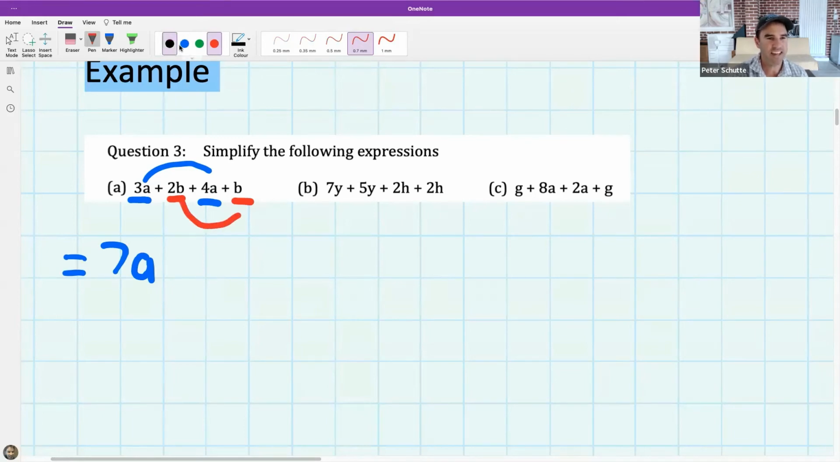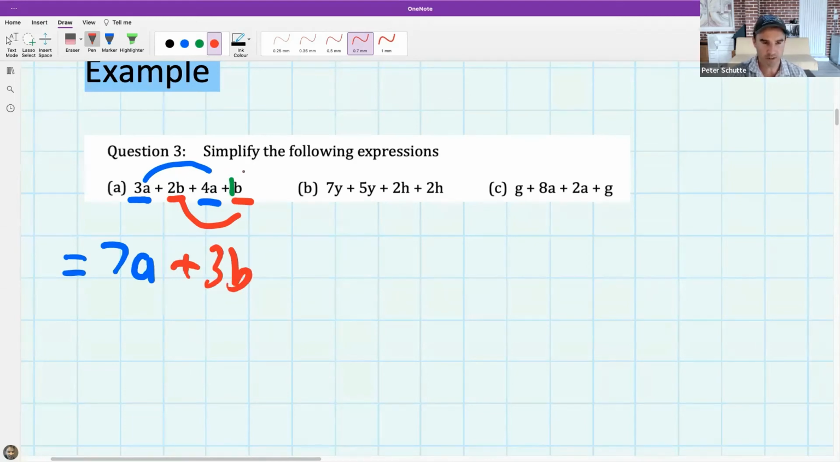Now, there's one sneaky, tricky thing. What is the number in front of the b? Can somebody put that in the chat? What's the number in front of the b? And for bonus points, you guys are so quick. So it's 1 in front. And so 2b plus 1b is going to be 3b.